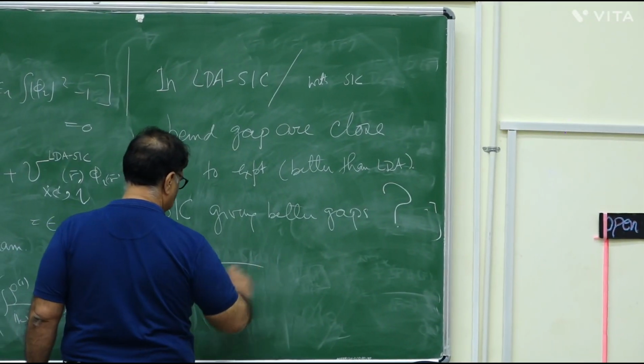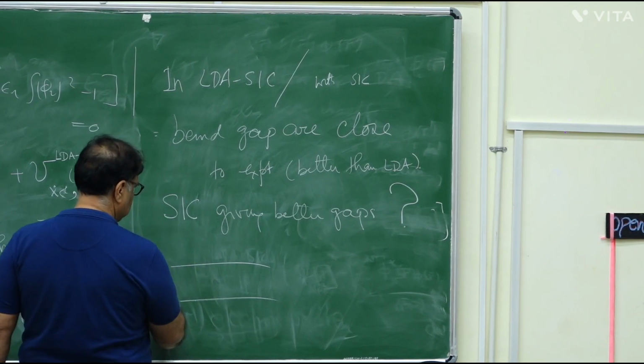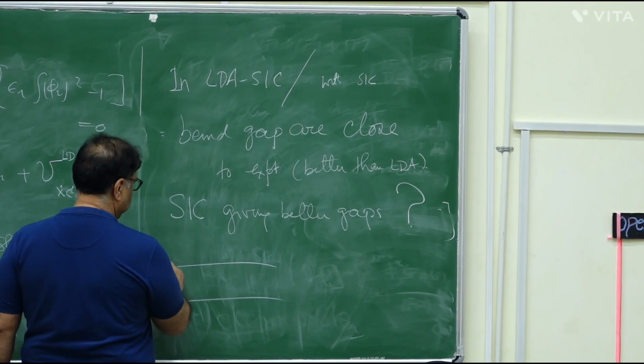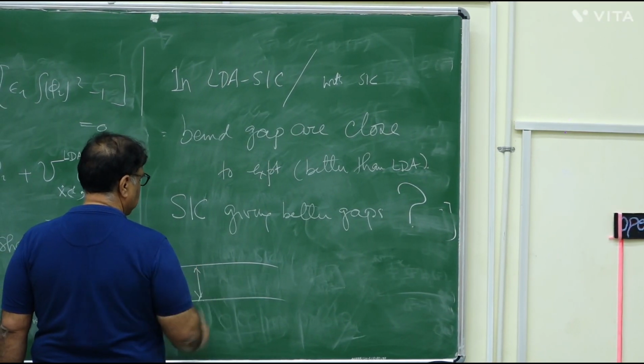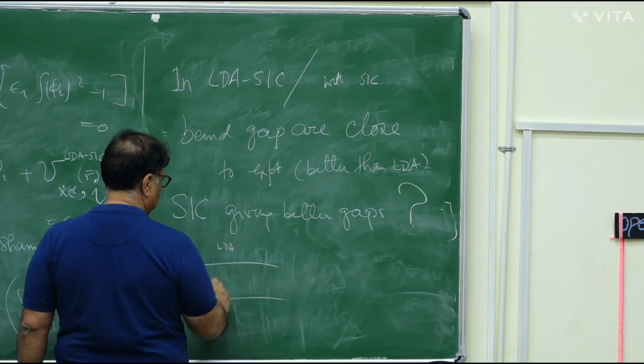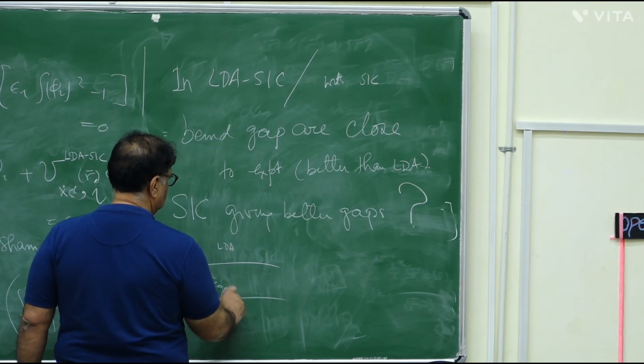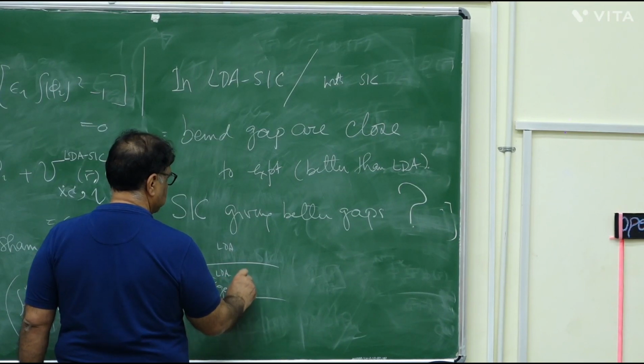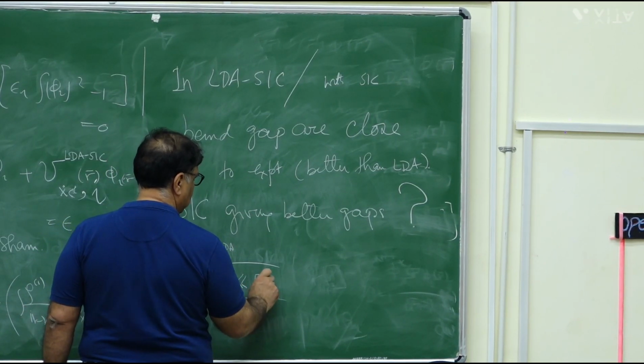You're doing a band calculation, there is a valence band, the conduction band, and this gap, even if I'm doing LDA, E gap LDA is much smaller than E.